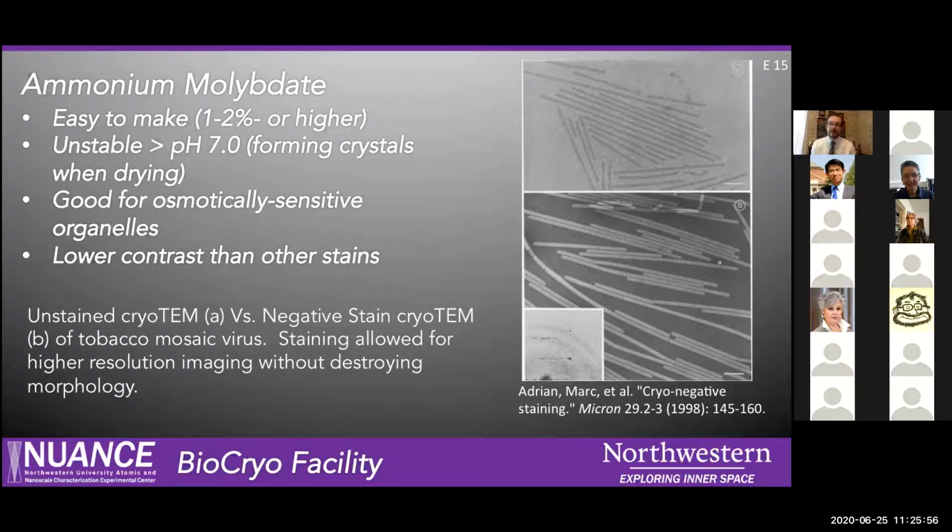In this image on the right, this is from a paper where they utilized ammonium molybdate to negatively stain for cryo-TEM. The protocol they followed here was that they drop cast about 4 microliters of their sample onto the grid, and then they floated the grid onto a 100 microliter droplet of 16% ammonium molybdate. That was then quickly blotted and plunged into liquid ethane. So you can see they were able to get much better resolution and much better contrast utilizing this technique with cryo-TEM.